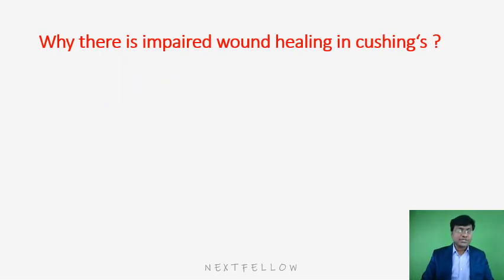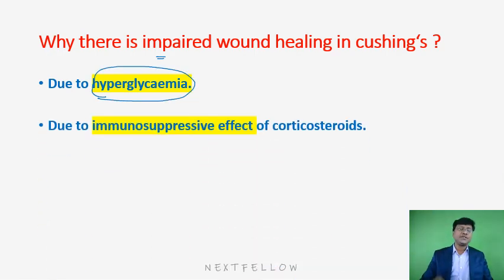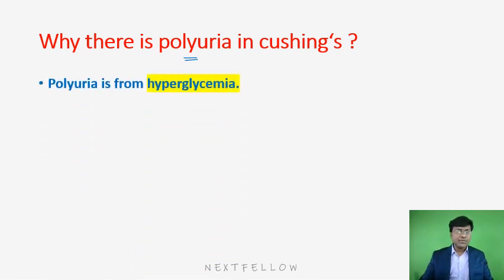Okay, right. Next, followed by that, why is there impaired wound healing in patients with Cushing's? Because in patients with Cushing's, they have hyperglycemia, and the immunity of the individual is less because of excessive steroid production. Due to these two reasons, there is delayed or impaired wound healing. Then why is there polyuria in patients with Cushing's? See, there is hyperglycemia, and this glucose starts getting excreted in the urine, and that will result in polyuria. So polyuria is from hyperglycemia. Please remember, it's a very important point.